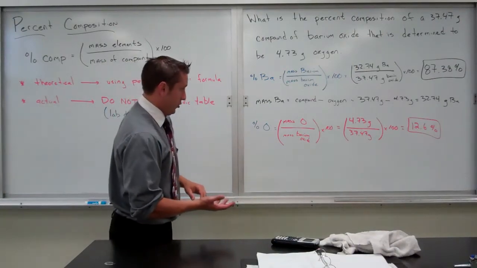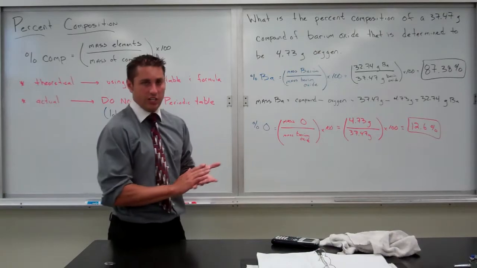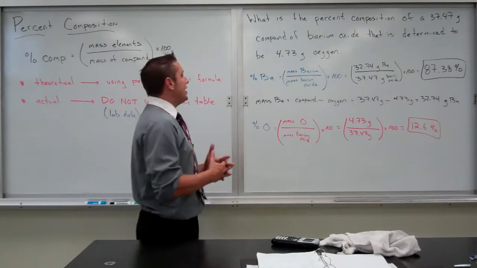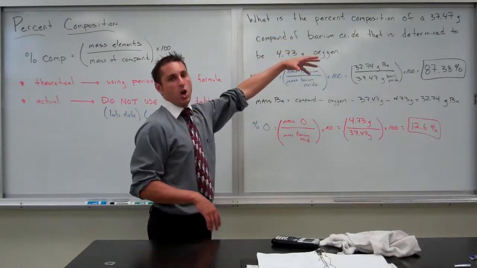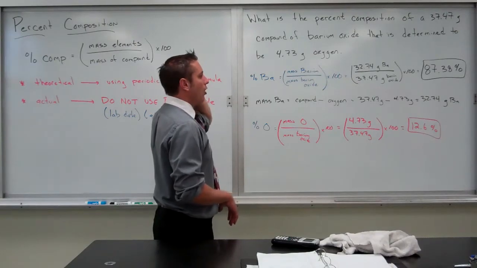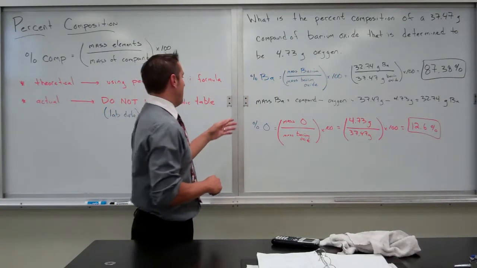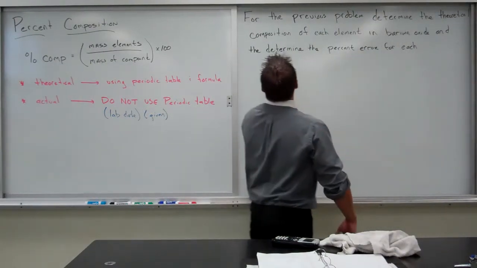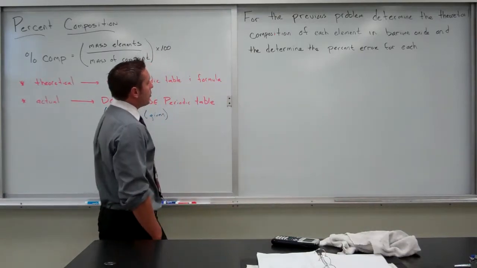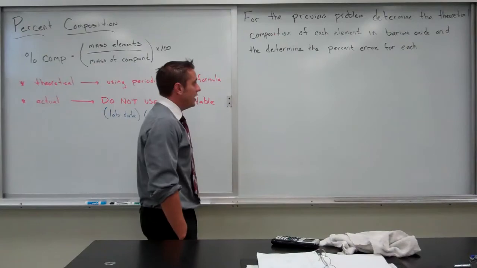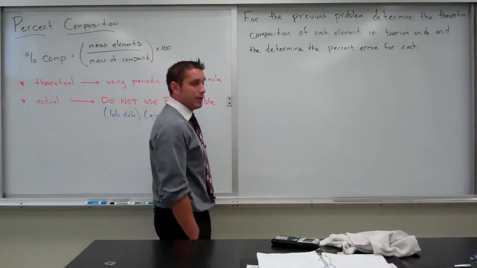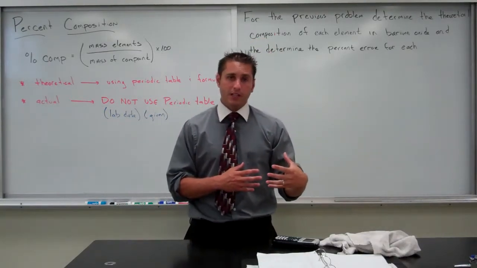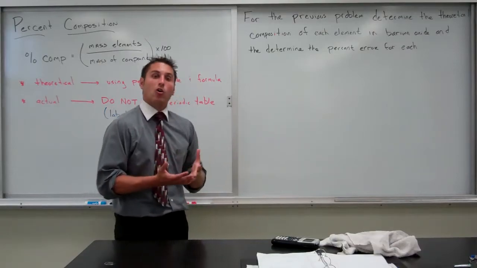The last thing we can do is use the percent composition idea to determine how effective we are in the lab. We did an experiment where these are the numbers that we got. And what will happen is we know that that compound should have a certain percent by mass. So a problem like that would look like this. For the previous problem, determine the theoretical composition of each element in barium oxide, and then determine the percent error for each. I'll figure out what the amount of barium should have been, and then compare it to my percentage and see how close that we were.